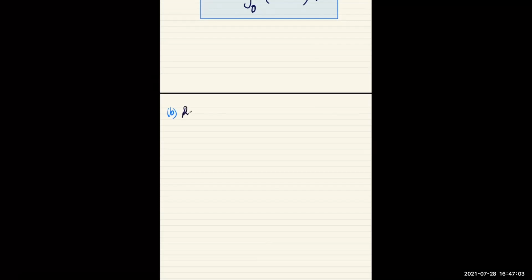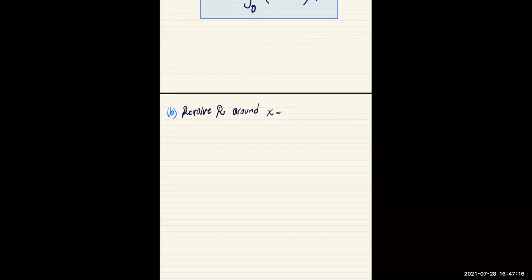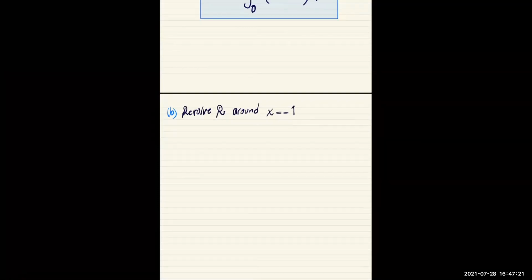So revolve the region R around another vertical axis, x equal to -1. That's not y, I'm sorry, x equal to -1. Actually, hold on a second. Did I do a, no, I didn't. Yeah, so again, using shell method.